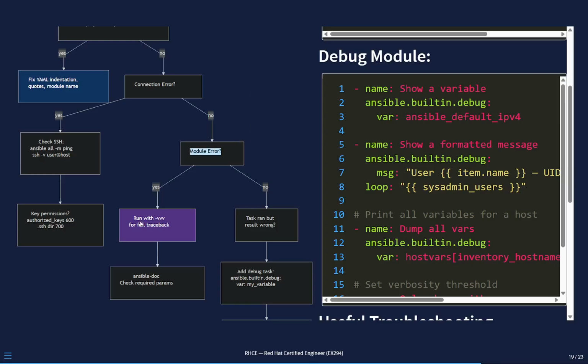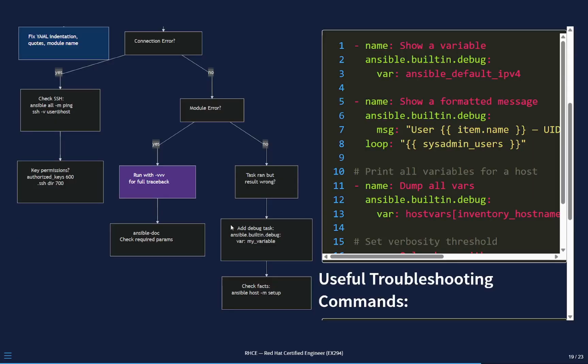Module errors. Run with -vvv. Three v's gives you the full Python traceback, and the exact arguments that were sent to the module. ansible-doc <module> shows the full module documentation, all parameters, their defaults, and examples. It is always available in the exam environment. Read it freely.